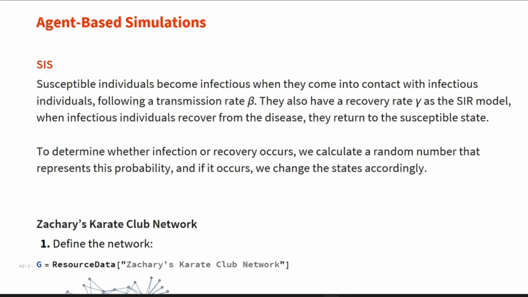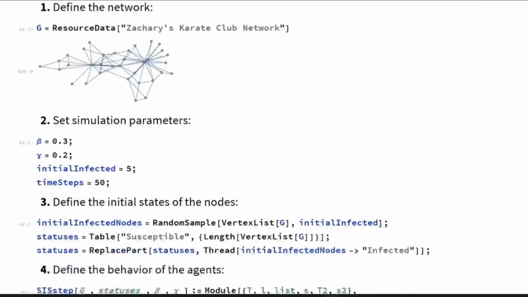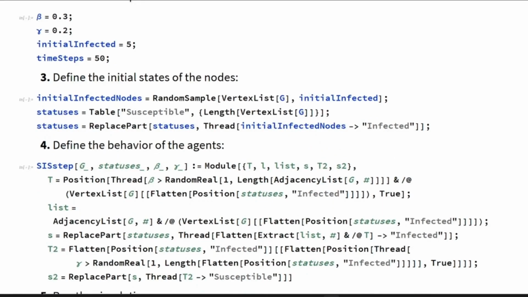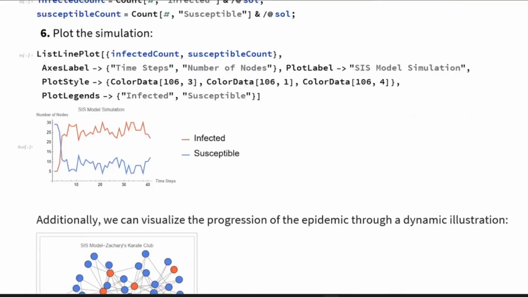One example is the Zachary Karate Club. In this network, nodes represent members of the karate club, and the links signify the social interaction between those members. If we imagine that there is a disease that follows the SIS model, like the flu, in this model we can define the network, set the simulation parameters, define the initial state of the nodes, define the behavior of the agents, run the simulation, and plot the simulation.